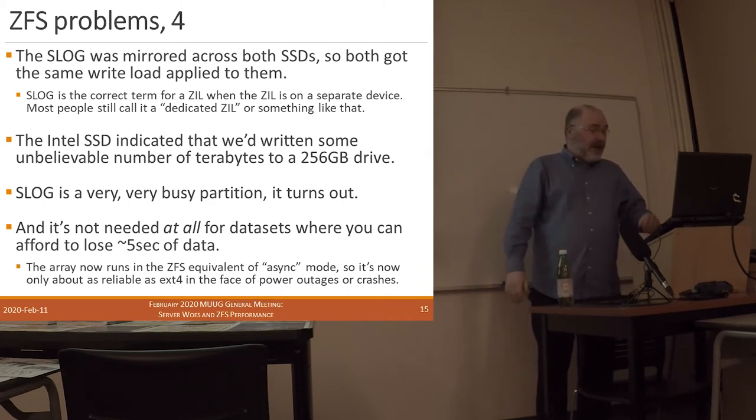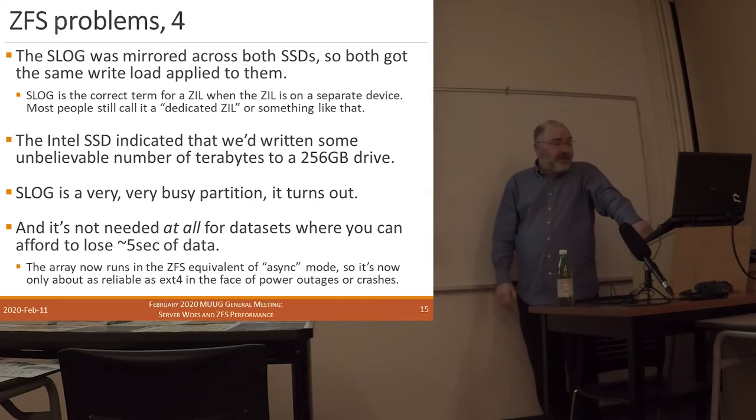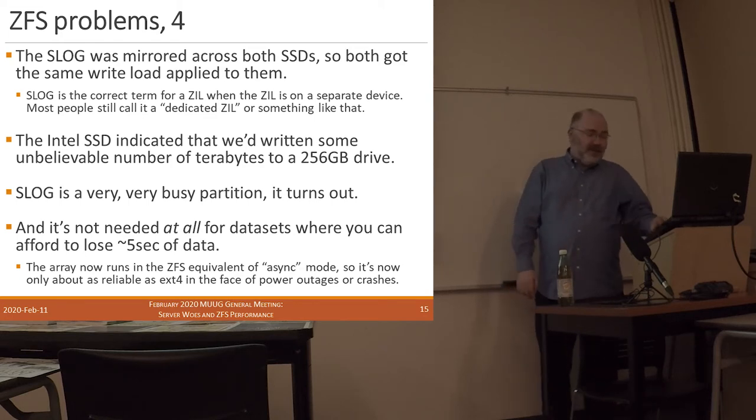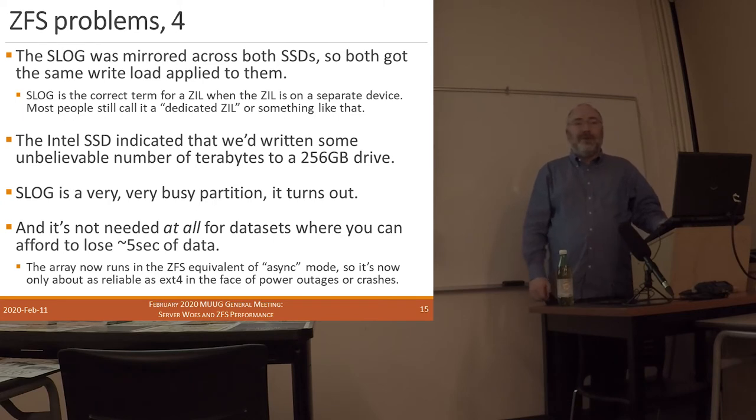So, yeah, as I pointed out in the notes there, the array is basically the ZFS equivalent of async mode for ext4. So this is now only as reliable as ext4 if we lose power or the kernel crashes or whatever. Whereas previously it would have been substantially better than ext4 in terms of resiliency.